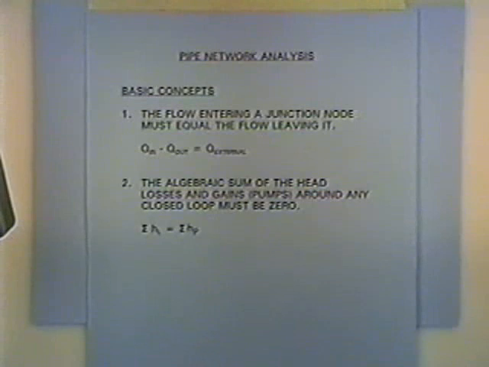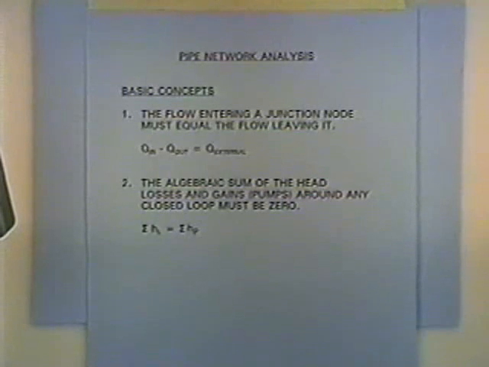And we're interested in knowing what the pressures and flow rates are throughout the system for given demands and supplies of water. The basic concepts for any system are cited here. When we're dealing with pipe network analysis, if you look at any junction where two or more pipes come together, the discharge coming in minus the discharge going out is the external flows. That's just continuity, conservation of mass. Inflows have to equal outflows at any junction.